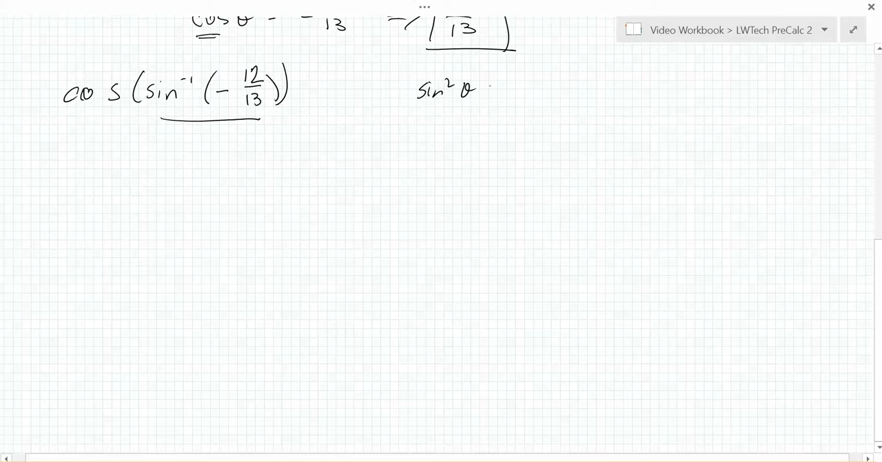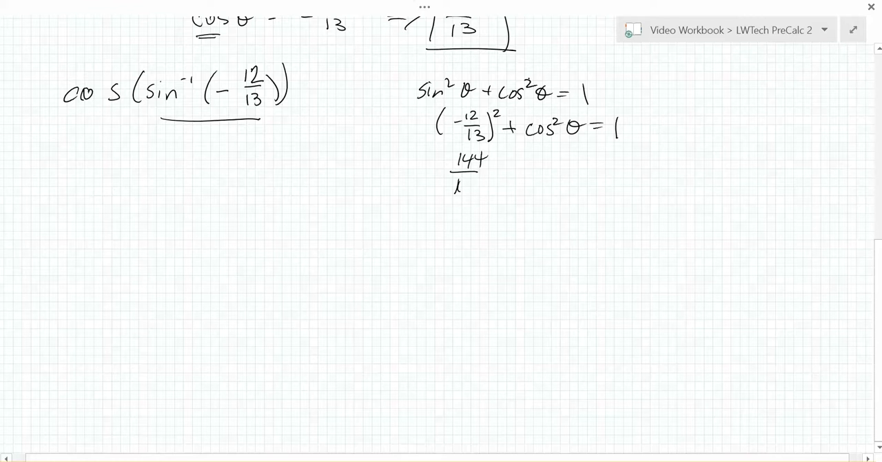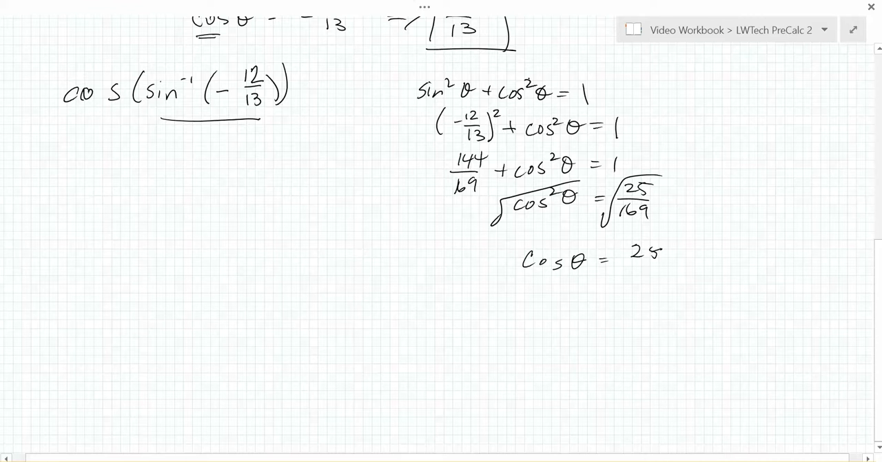Sine squared theta plus cosine squared theta equals 1, plugging in the negative 12 thirteenths for the sine. We find that negative 12 thirteenths squared plus cosine squared theta equals 1. 144 over 169 plus cosine squared theta equals 1. Cosine squared theta equals 25 over 169. Then take the square root of each side to get the cosine of theta equals plus or minus 5 thirteenths.